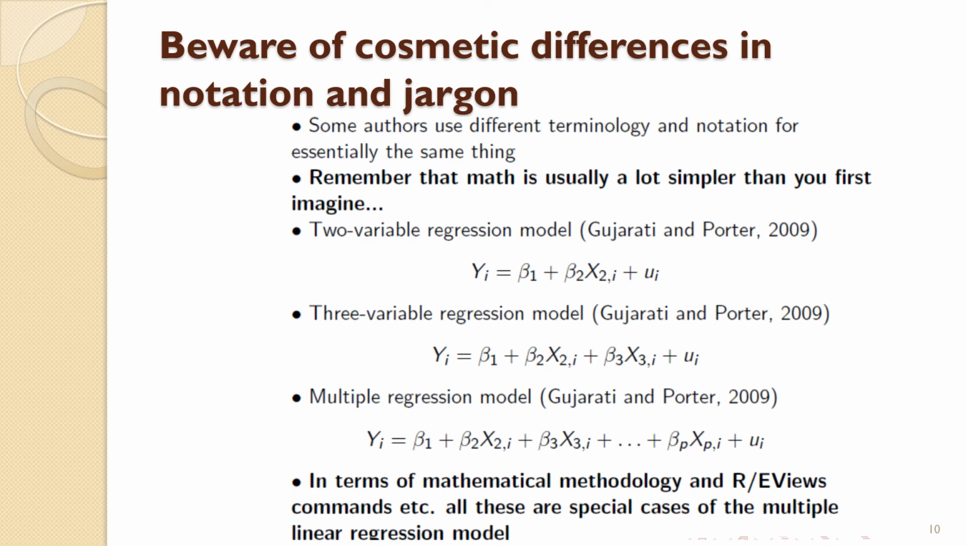Now, equations usually look harder than they really are. What I wanted to emphasize here is that in terms of mathematical methodology and commands in either R or EViews, these are all special cases of the multiple regression model on the slide. So it's actually easier if you just think of this in terms of the equation on the slide, and the other two equations are just special cases of this. And this is an example, I think, of Gujarati and Porter trying to make this subject more accessible and less scary for students, but actually making it harder. This equation on the bottom is the only one you really need, and again, same set of software commands in each case.